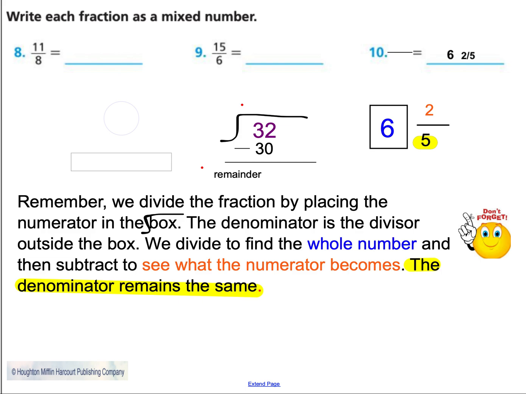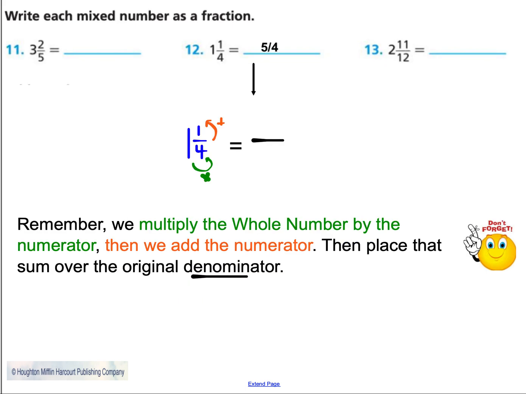Now, let's go the opposite direction. So for numbers 11, 12, and 13 in the Google Slides, I went ahead and did number 12 for you. It looks just like this. And so we're going to break down how we got 5/4 from a mixed number of 1 and 1/4.